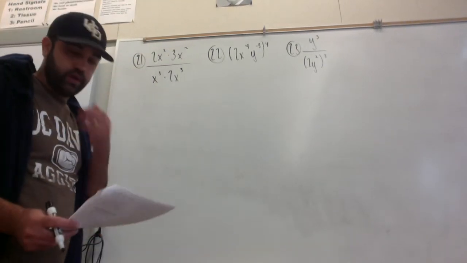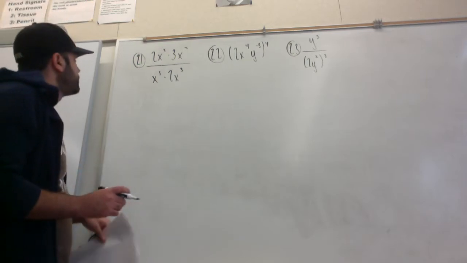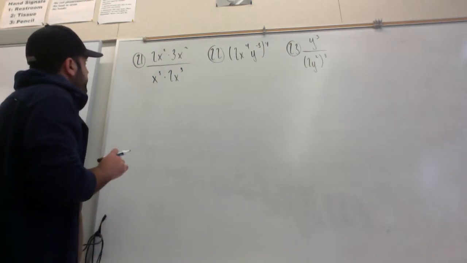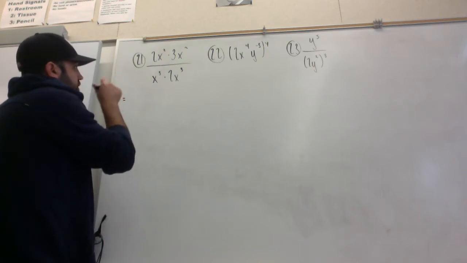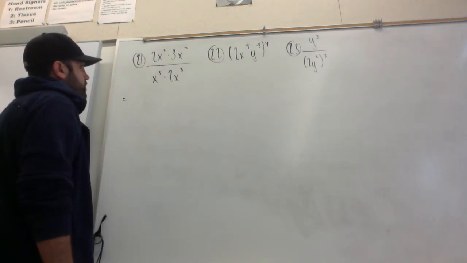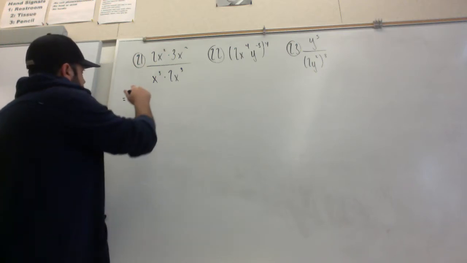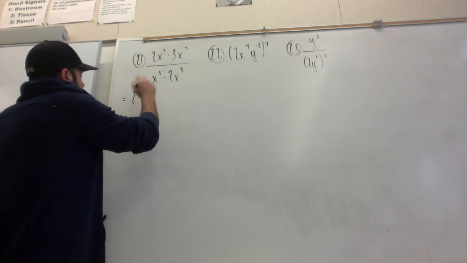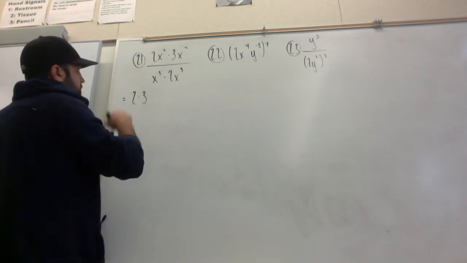21 through 23 are all exponent properties. We're simplifying. So for this first one, a good idea is just to rewrite your coefficients and your exponents. I like to put the coefficients, the numbers, out front. So 2 times 3 would go first, and then x squared times x squared would go next.